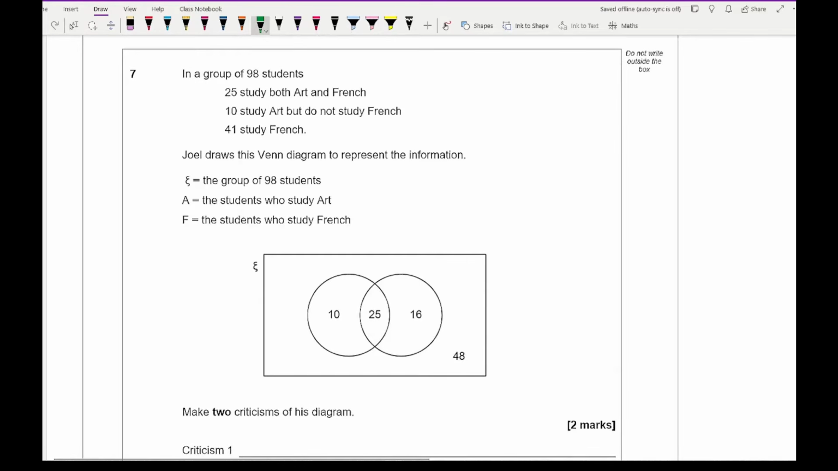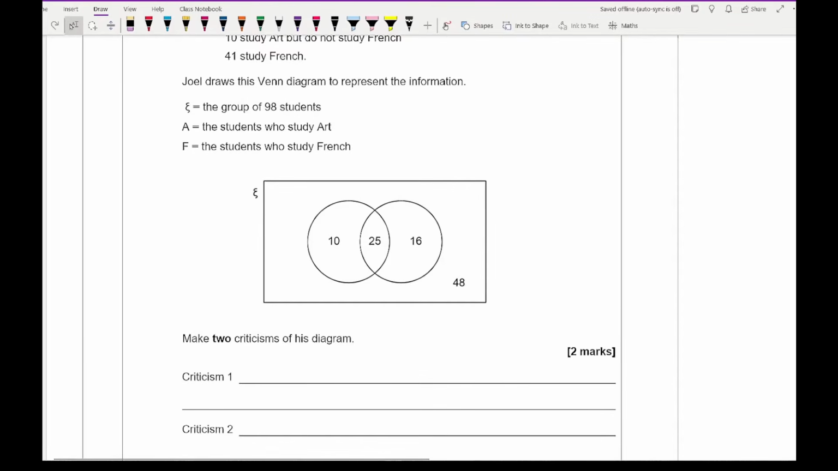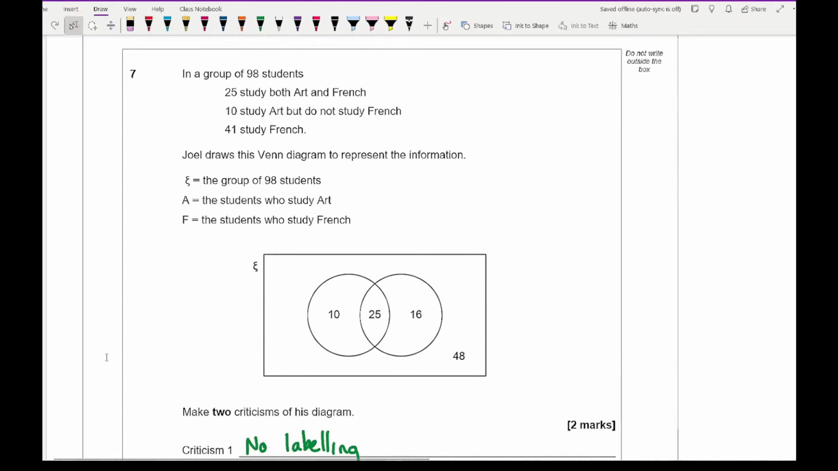The fact that basically none of the circles are labelled, so there is no labelling of the Venns. And the next one, we can then assume that 25 study both, 10 study art. So I'm guessing that this one is going to be art and French. And then it's just a case of recognising the two. So do we have 71? Yeah, that's right. So the numbers seem to match up.